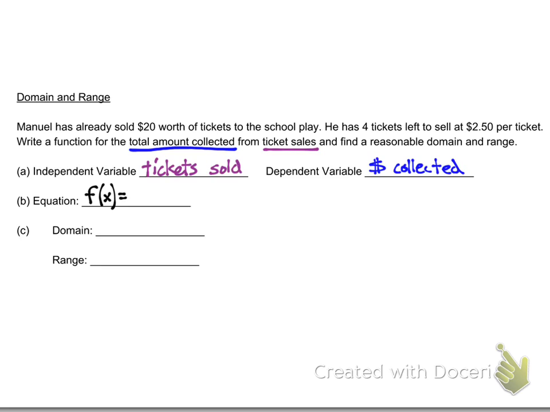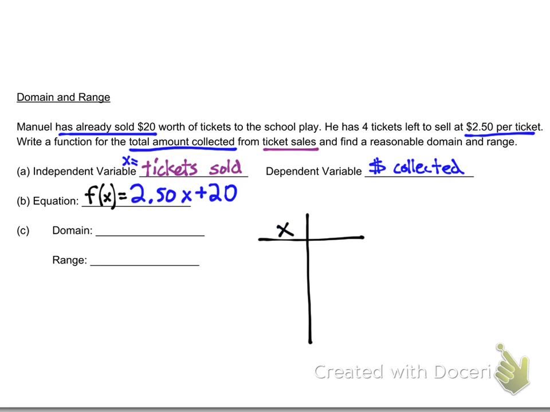Let's start writing our equation with f of x equals. I want the x variable to be the independent variable because it's number of tickets. And it's $2.50 per ticket, so I can say 2.50 times x. But he already has $20 worth of tickets. He's already sold that much. So he's already collected $20, so we need to add $20 to the end of that equation. So there is our function. Let's think about the domain and range.